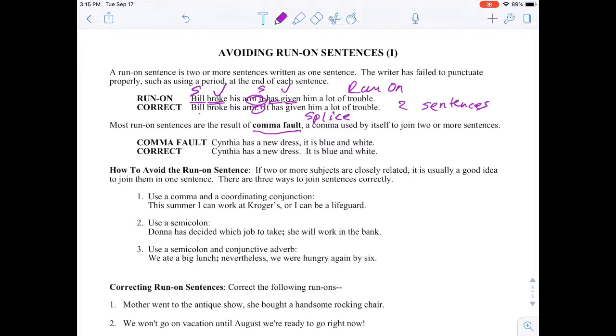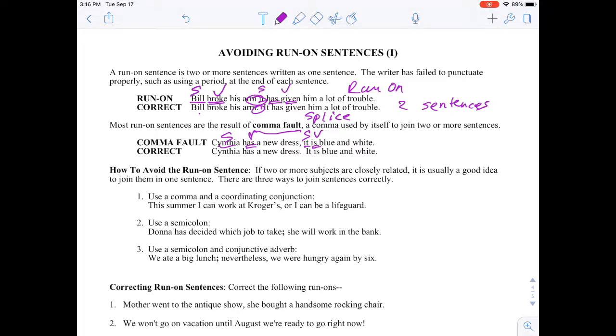Cynthia has a new dress, comma. Cynthia is a subject. Has is a verb. It is a subject. Is blue is the verb. Okay, so Cynthia has a new dress, comma. It is blue and white. And that would be a comma splice.